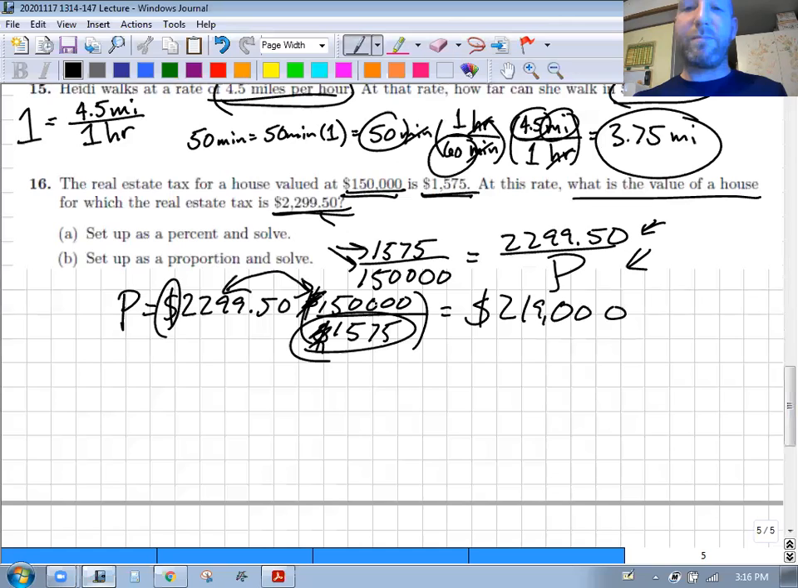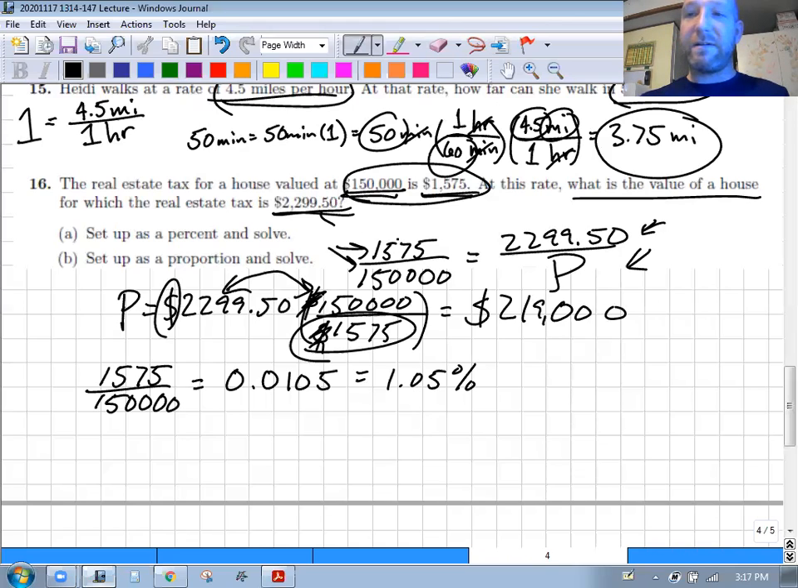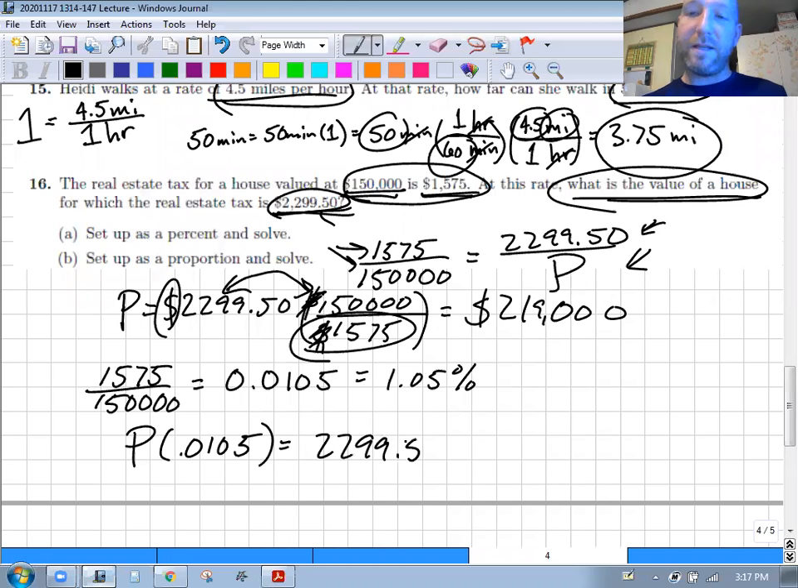So let's see, this other way, set up as a percent and solve. Well, if we look at this, we're going to find the percent tax rate. We have 1575 to 150,000. Let's see, 1575 divided by 150,000. That's 0.0105, right? A 1.05% tax rate. So given that tax rate, we want the value of the other house, and they give us the taxes. So we got some price, and if we take that percent of it, we get that amount of tax.